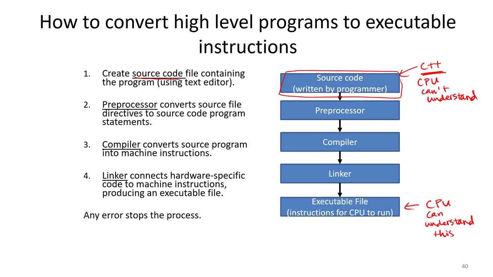So to do that, we actually have to take our source code and process it using a few different steps. These are summarized here. We first do some pre-processing, and that will add some other statements to our source code and do some initial modification of our file. And then we have the compiler, and that actually converts our source code into machine instructions.